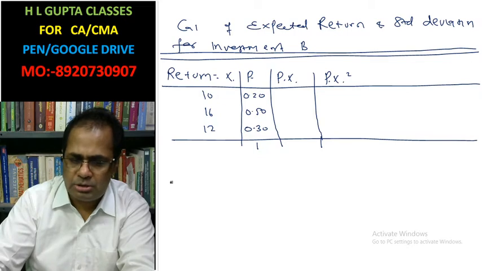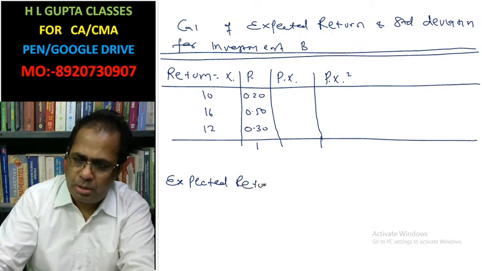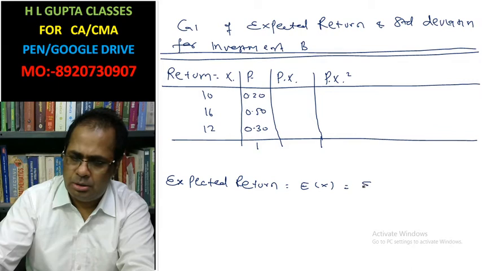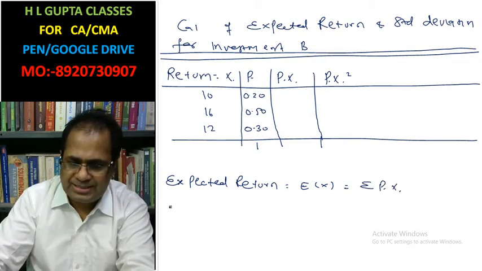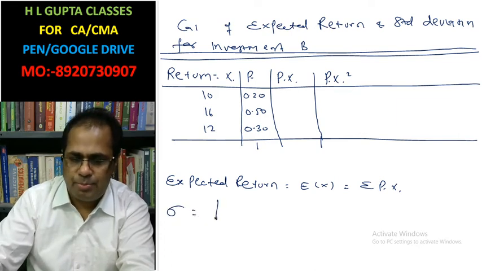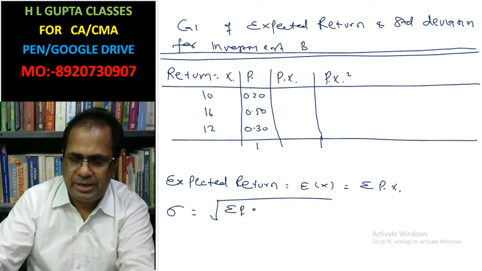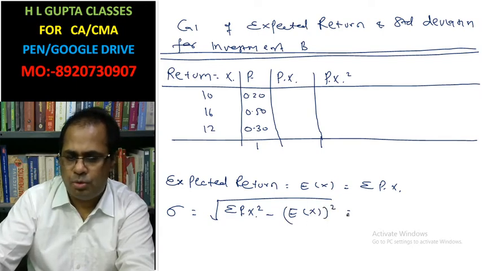Why? Because the formula of expected return is represented by E(X) equals summation PiXi. And the standard deviation is represented by this formula: summation PiXi squared minus E(X) whole squared.